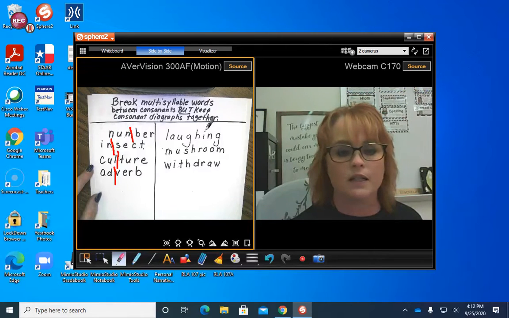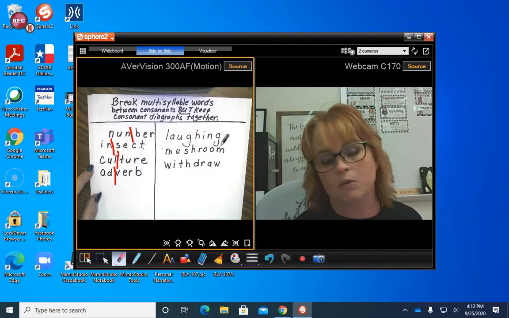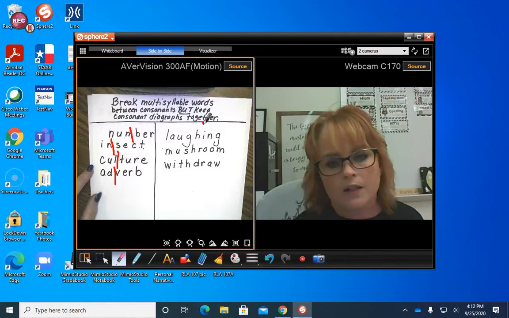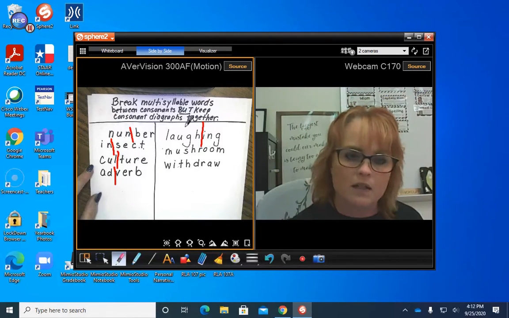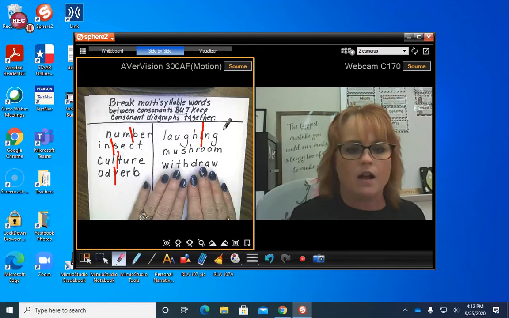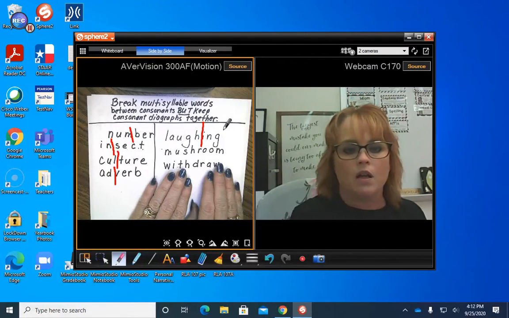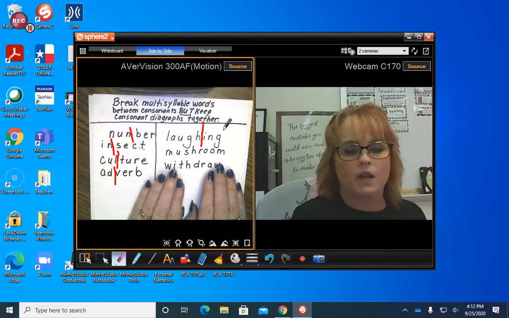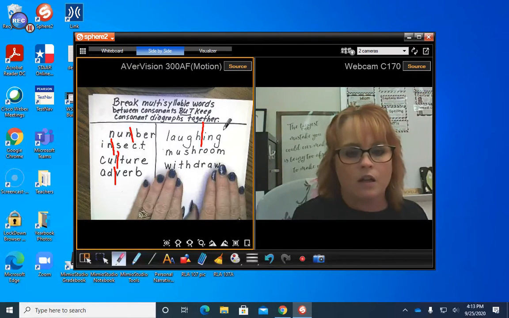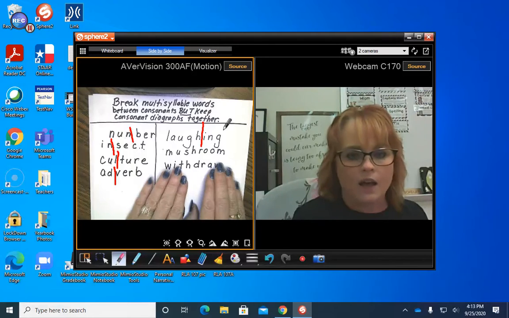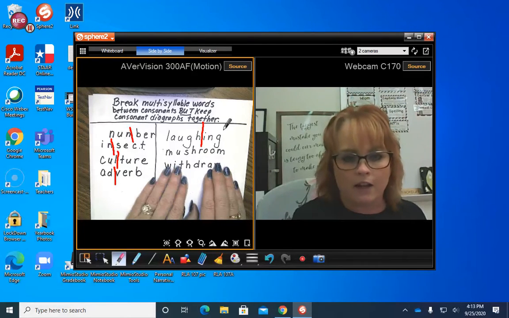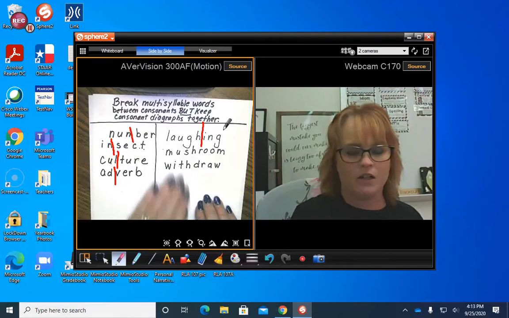Then I look over here, and I see this ing, which is a suffix. So I know they stay together too. So I need to split it right here. And that's going to give me a syllable here and a syllable here. Let's tap it and say it. Laugh. Oops, move my paper. Ing. Laugh. Ing. Laughing. Laughing. Okay, very good. Two syllables.